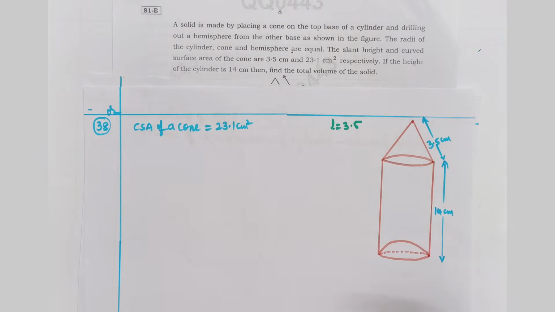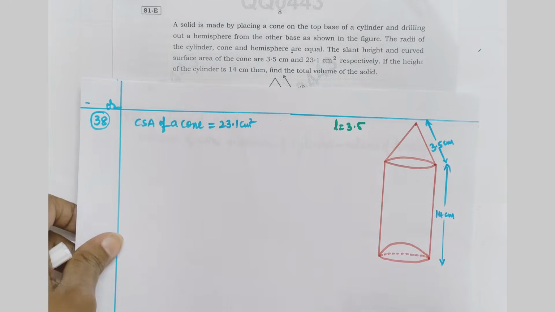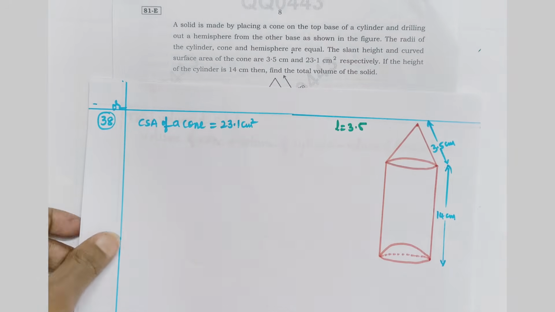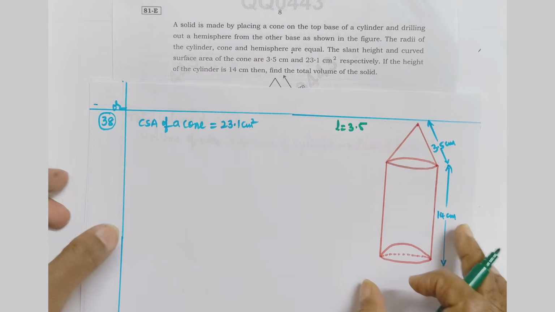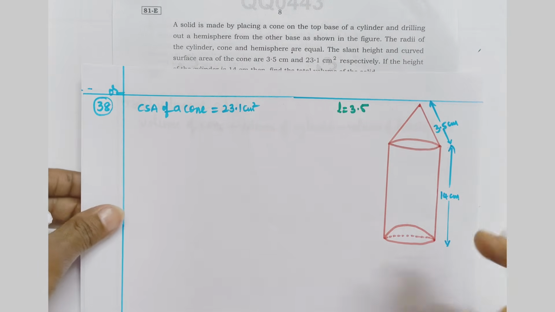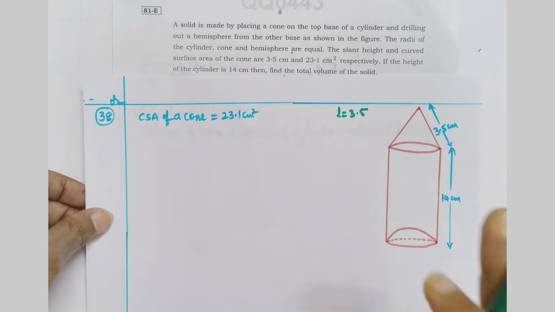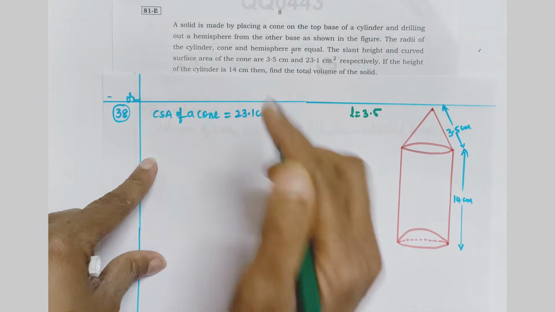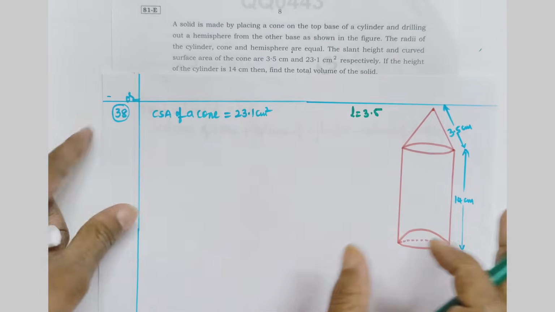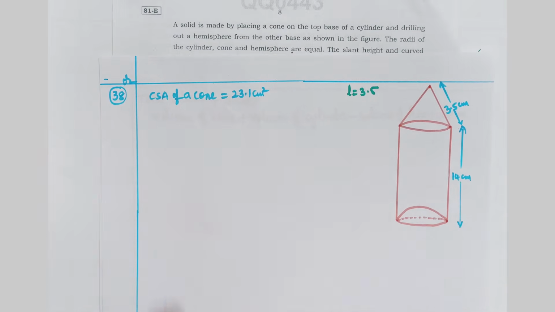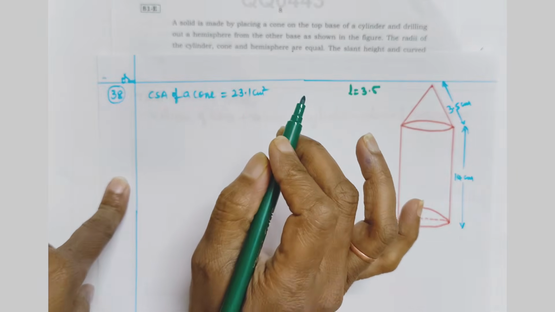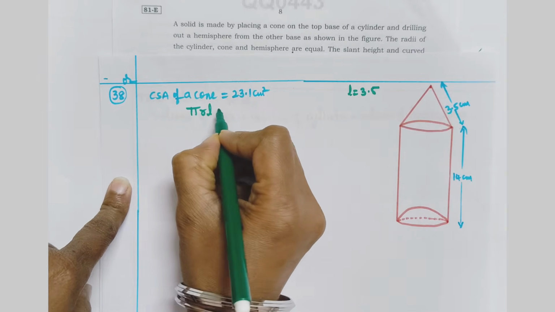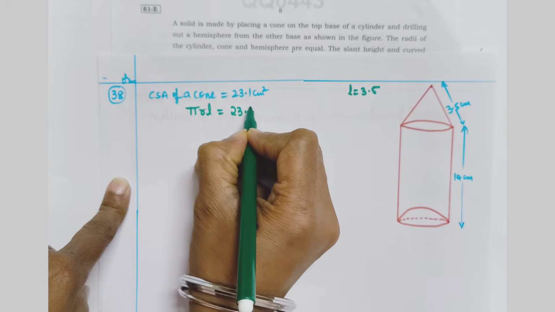First, we will find the radius. For the radius, the curved surface area of the cone is given as 23.1. Using that, we will find the radius. These three radii are equal, but the radius is not given. The curved surface area of a cone is 23.1. The formula for the curved surface area of a cone is pi r L is equal to 23.1.